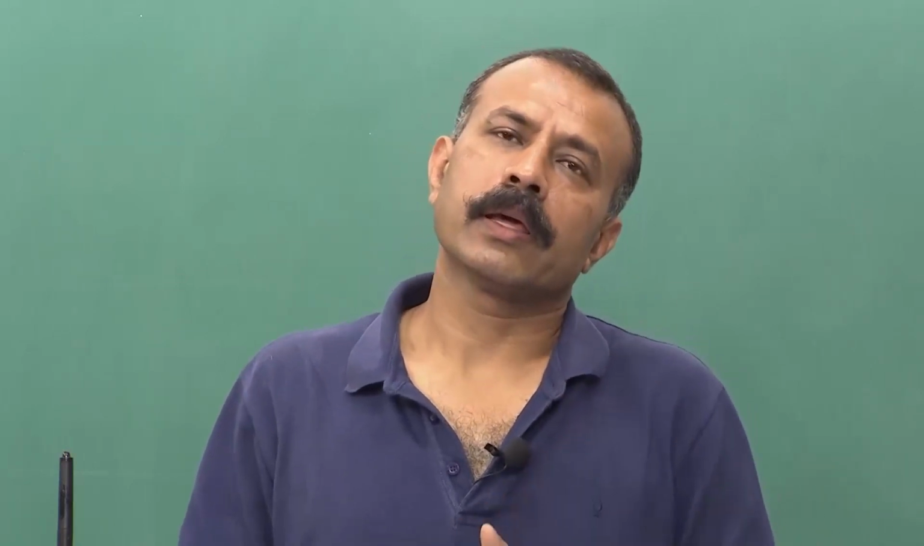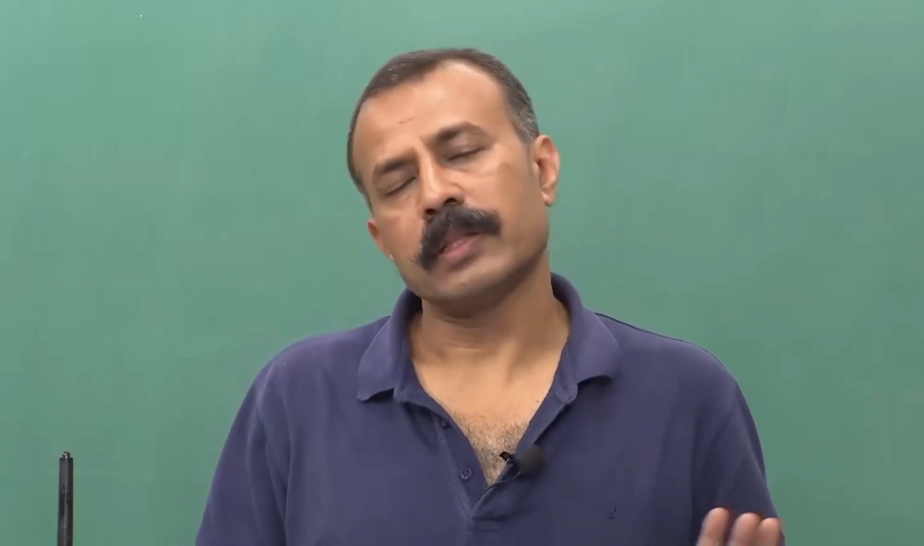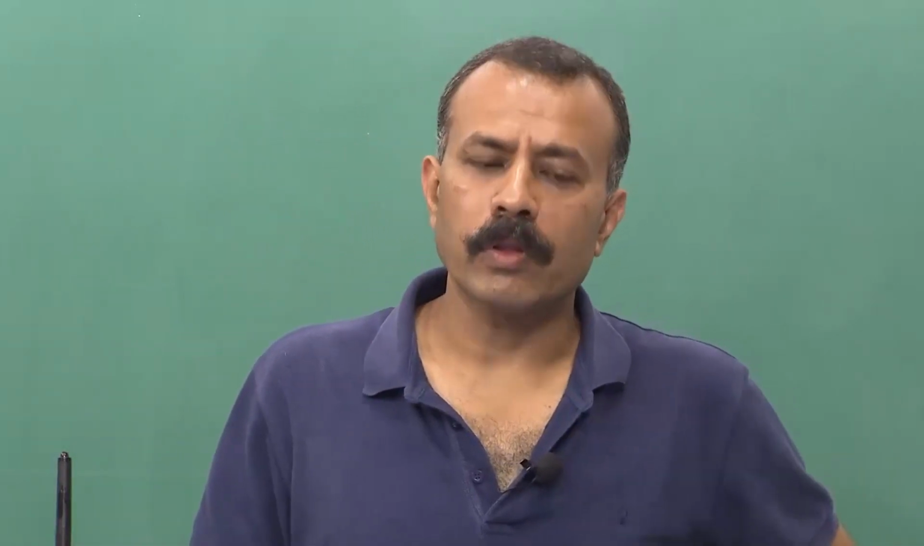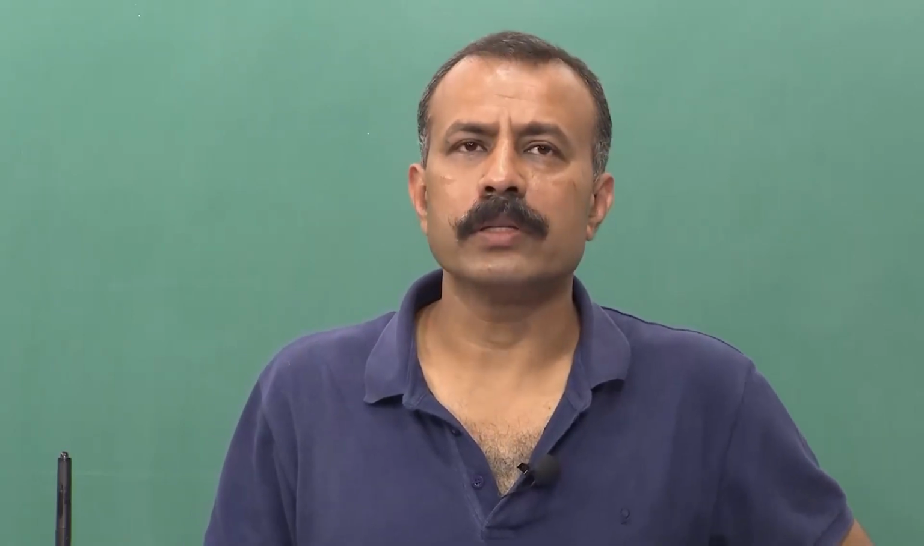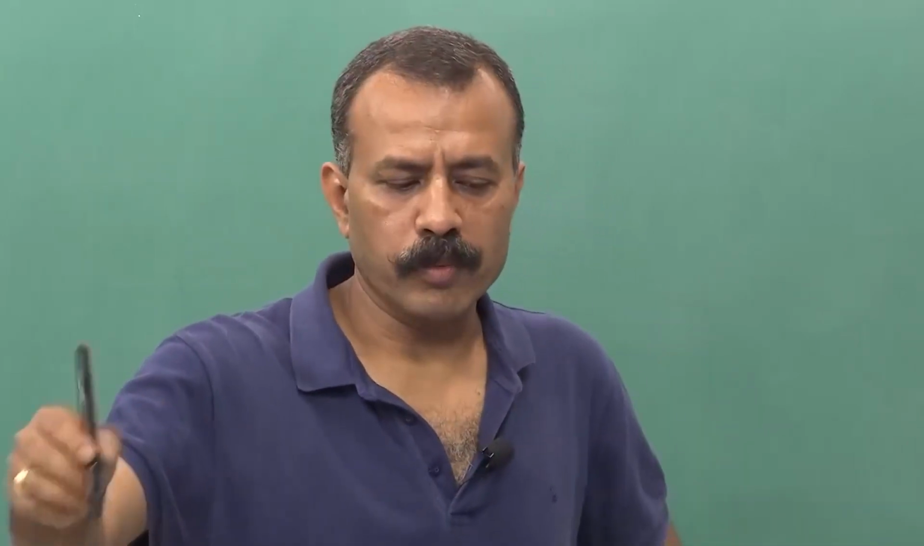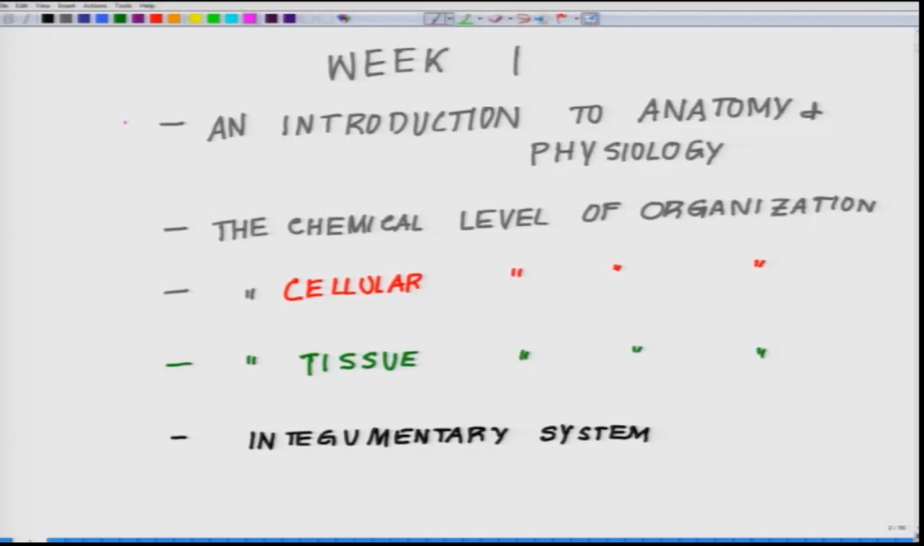So there are 3 levels: chemical or molecular level of organization, the cellular level of organization, and the tissue level of organization, and we will enumerate these different levels. And the first system will be the integumentary system. So in the first week of these 5 lectures, our major thrust will be on these 4 topics, and we will be closing with the integumentary system, or if time doesn't permit, we will move it on to the next week. But definitely our goal will be to understand these parts.